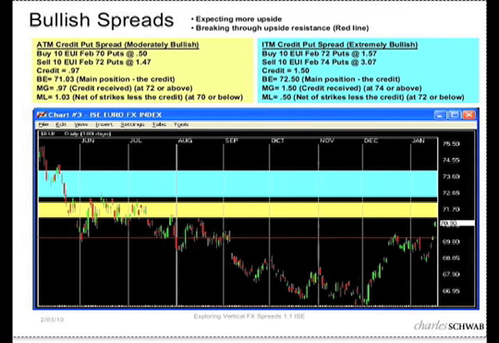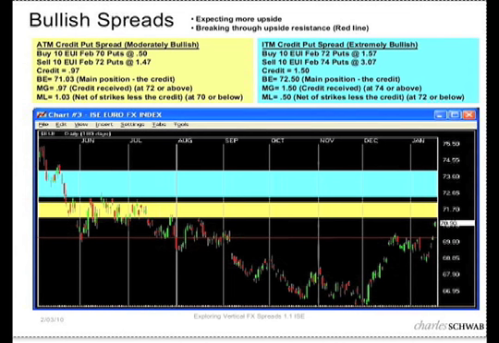This is a 2-point spread because I bought the 70s and sold the 72s. I got a credit of 97, so that's my max gain. My max loss is the difference between the 2-point spread and the 97, or $1.03. So this one's got pretty close to a 1-to-1 relationship. The amount of max gain and max loss are very close to each other. So there's about a 50-50 here.